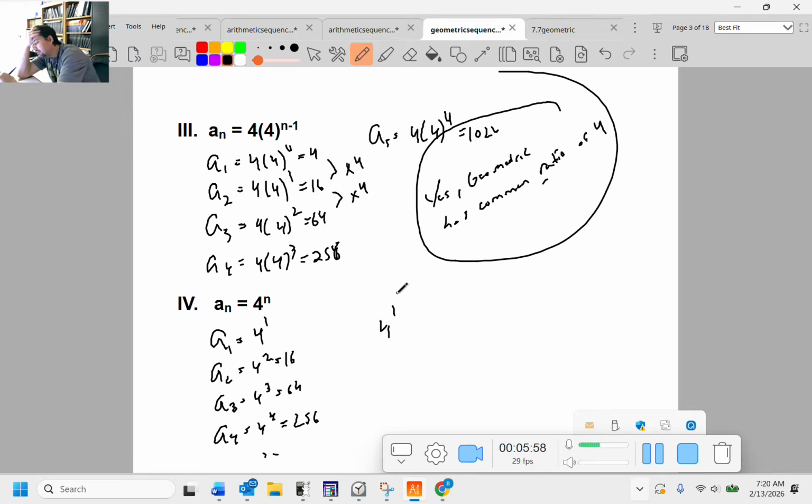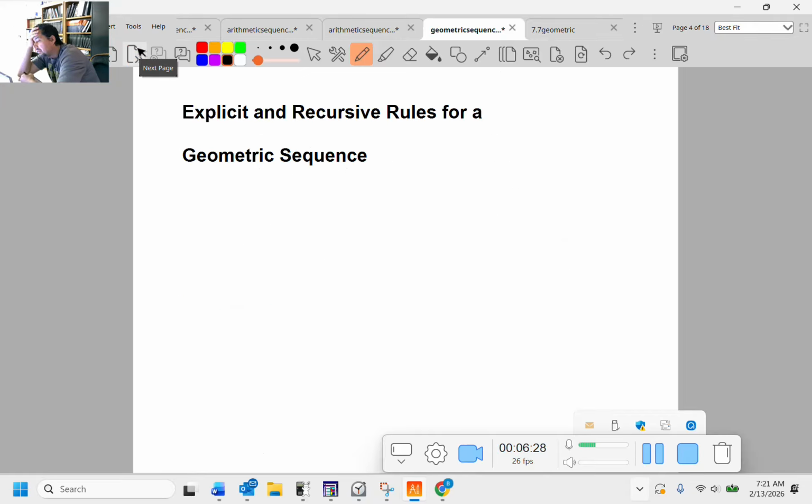Why? 4 is 4 to the first. And this is 4 to the n minus 1, which is actually 4 to the n over 4 to the first. You'd know that if you learned your properties about exponents. Remember, x to the a over x to the b is x to the a minus b. And what happens there is they cancel. They're the same exact thing. That's why it's in the notes. Just kind of interesting.